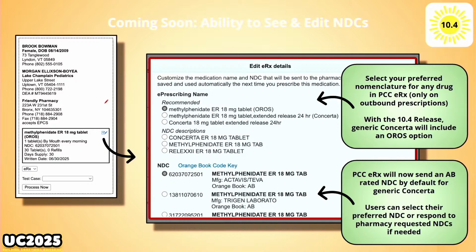And here comes Relexi, right? And it's the same thing, but a couple different strengths, and that adds some additional complexity here. If the name change and the AB-rated NDC isn't solving your problem, and they still say, no, you need to send Trigen, you can do that. You can come in here and look and pick out the NDC that they're asking for.